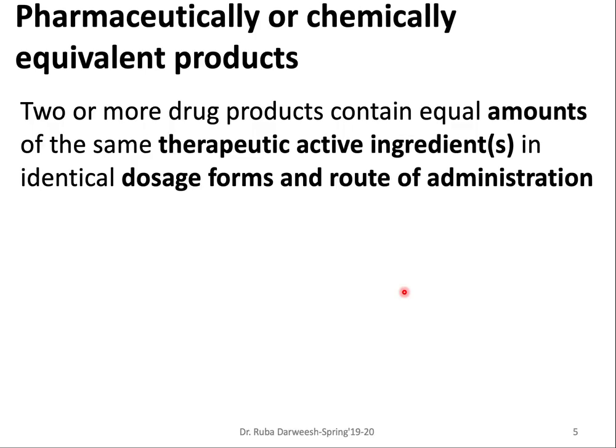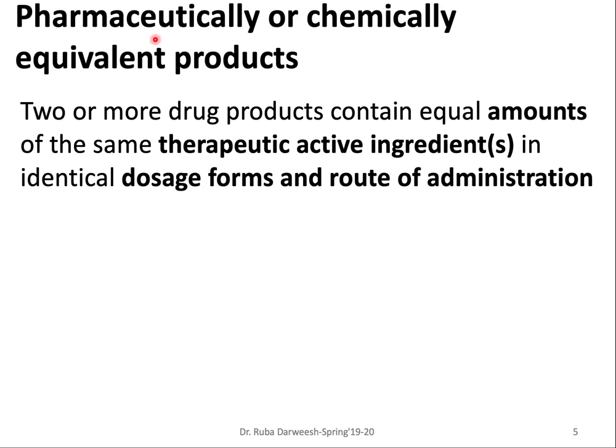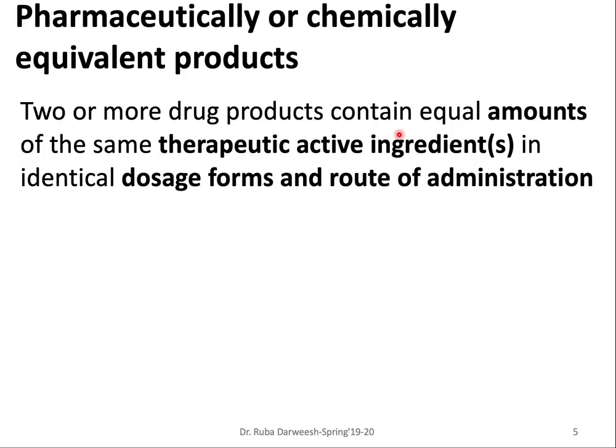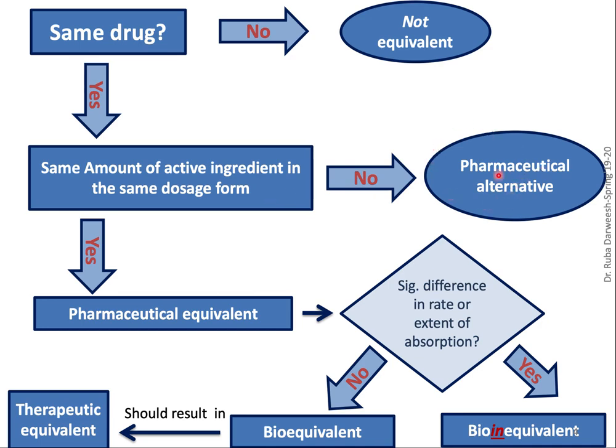Here we are talking about the definitions of the terms we just mentioned, but word-wise. For example, pharmaceutical or chemical equivalent products. We are talking about two or more drug products that contain an equal amount of the same therapeutic active ingredient in identical dosage forms and route of administration. So again, the same drug, the same amount of the drug, in the same dosage form.